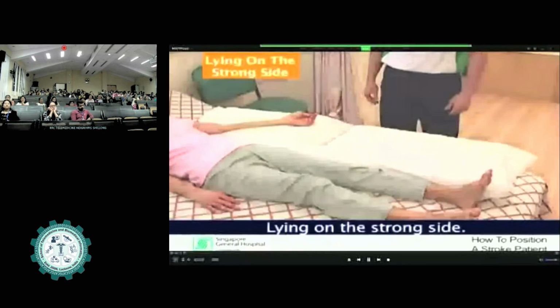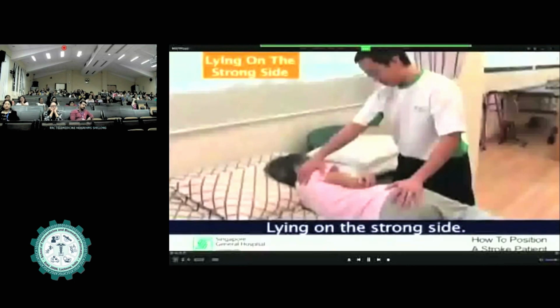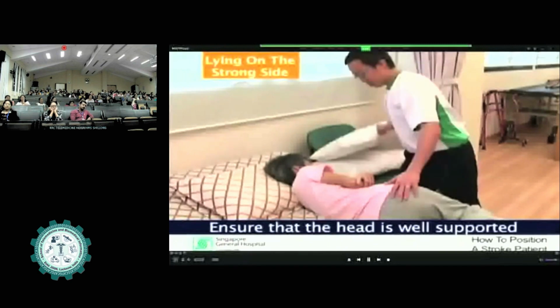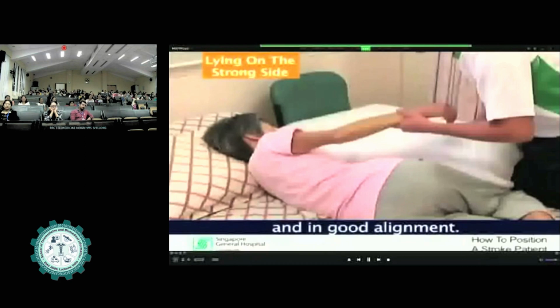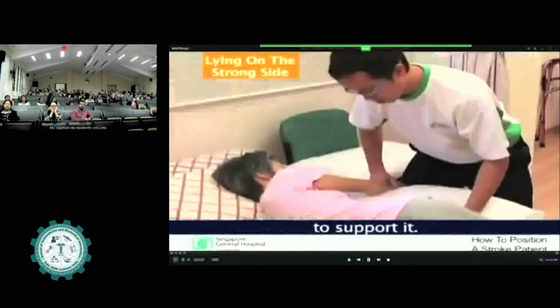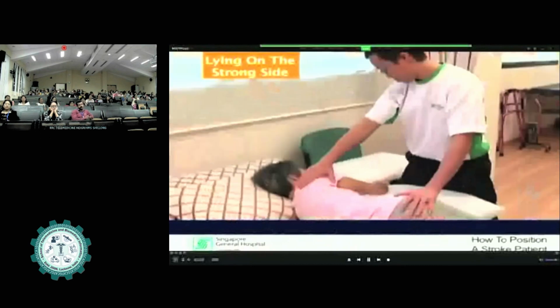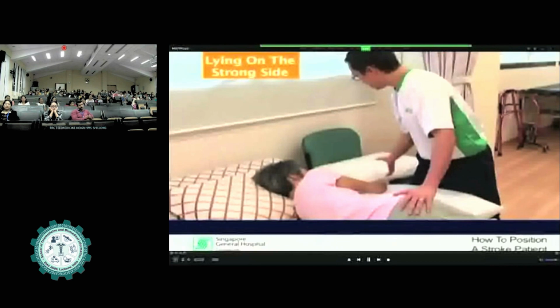Lying on the strong side. Ensure that the patient is well rolled over onto her side. Ensure that the head is well supported and in good alignment. Place a pillow under the weak arm to support it. Place a pillow under the weak leg to support it.